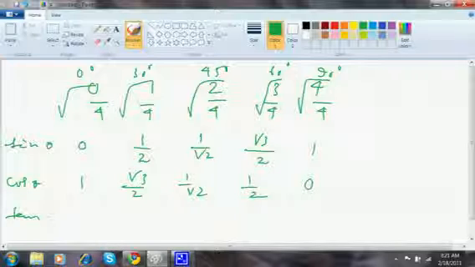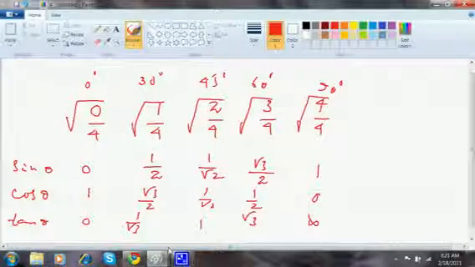Tan theta is sine theta by cos theta, so 0 by 1 is 0. 1 by 2 by root 3 by 2, this is getting cancelled, this is coming to be 1 by root 3. This by this is getting cancelled, merely 1. This by this, 2 is getting cancelled. Root 3 by 1 is root 3. 1 by 0, anything by 0 is infinity. 0 by anything is 0. So that basically takes this shape.